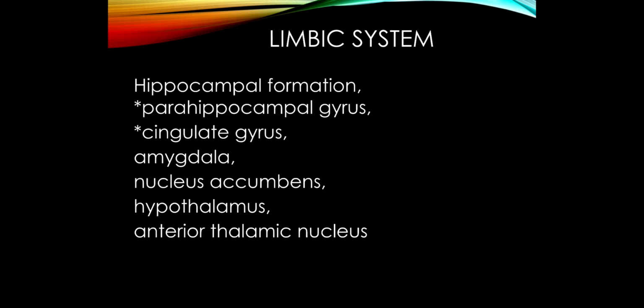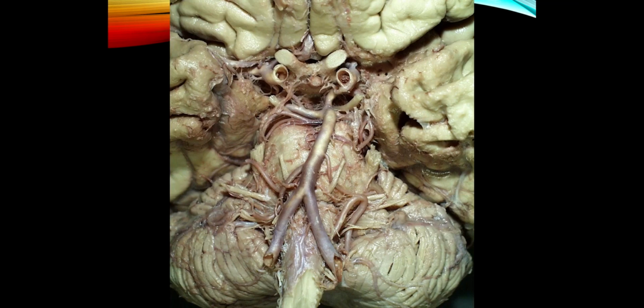So here are the parts of the limbic system I'd like you to know for now. Two of them we've already talked about, the parahippocampal gyrus and the cingulate gyrus. So now we need to incorporate these other structures. All right, so first let's just point out the parahippocampal gyrus right here. I mentioned it's just lateral to the uncus. Okay, so this is part of the limbic system.